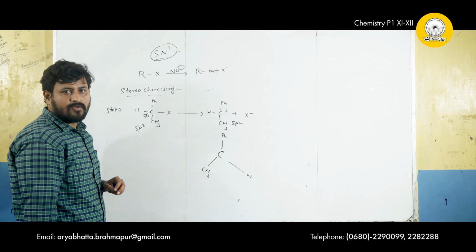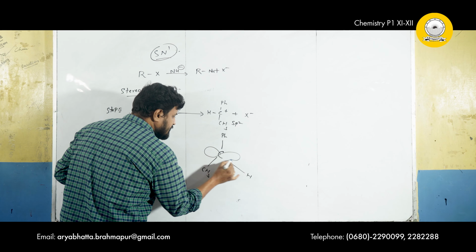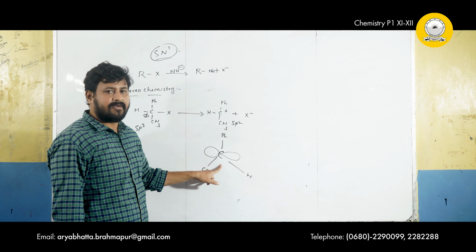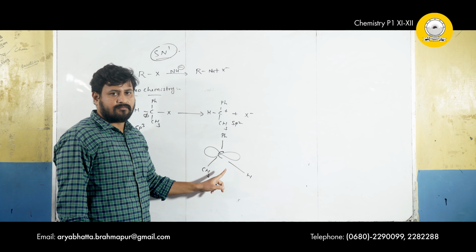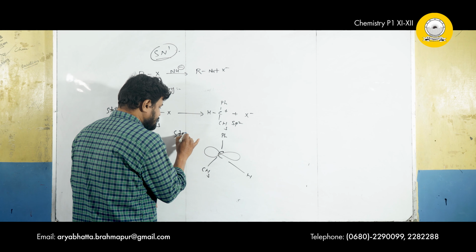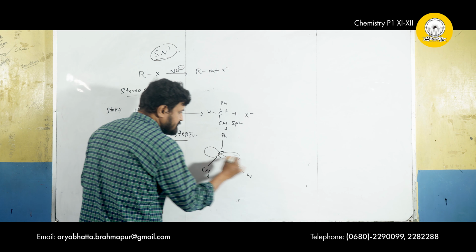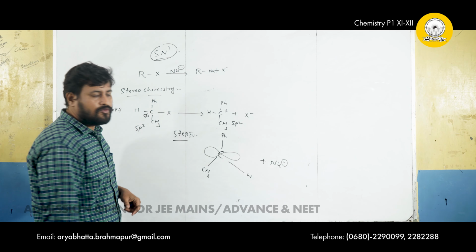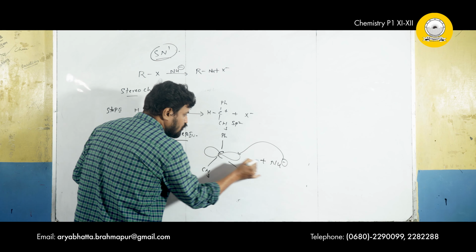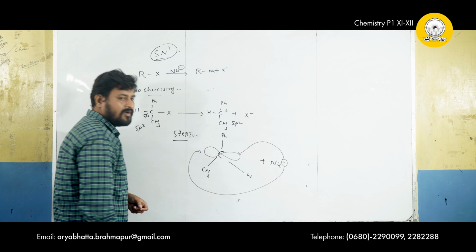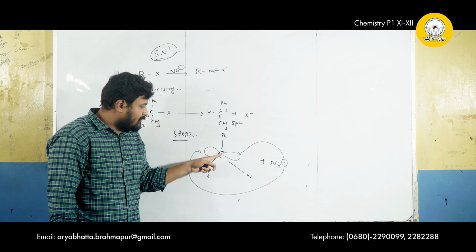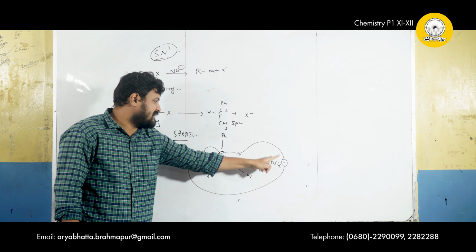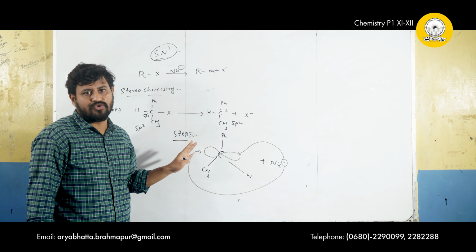And C plus means one vacant orbital, and this is the vacant orbital. Here it is trigonal planar. And the next step, step 2: the nucleophile attacks. There is a chance of attack from both directions. Why? Because it is trigonal planar, the bond angle is 120 degrees, so maximum space is there. The nucleophile attacks from both directions.